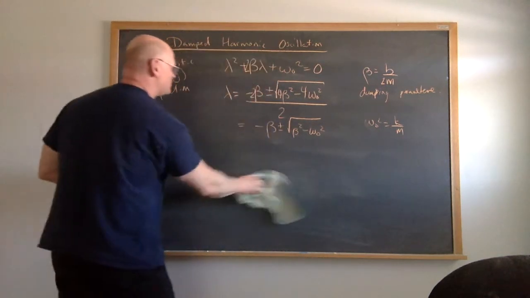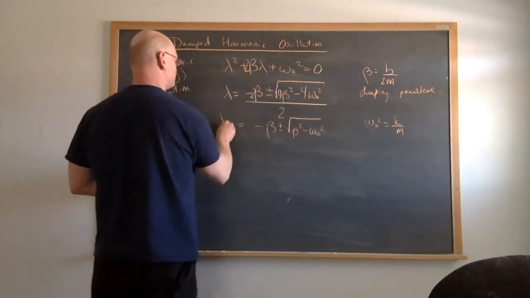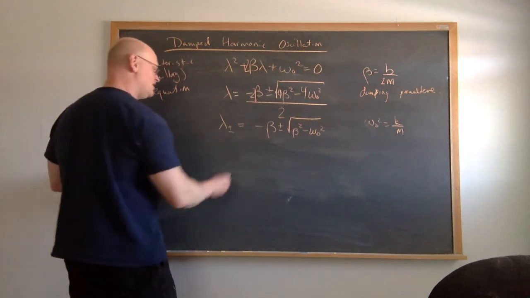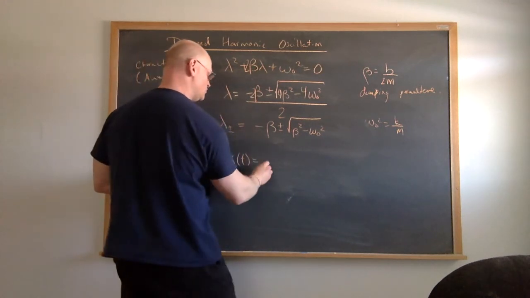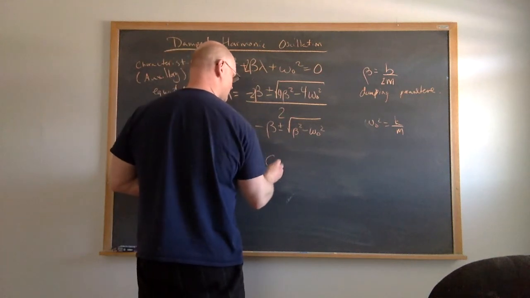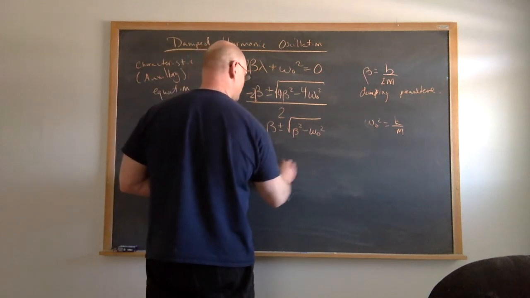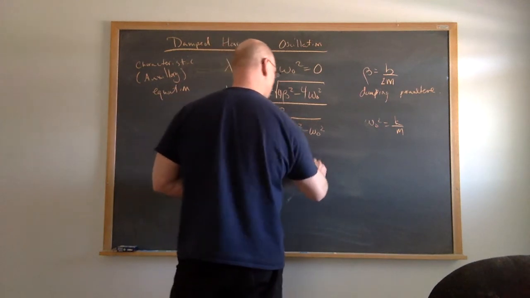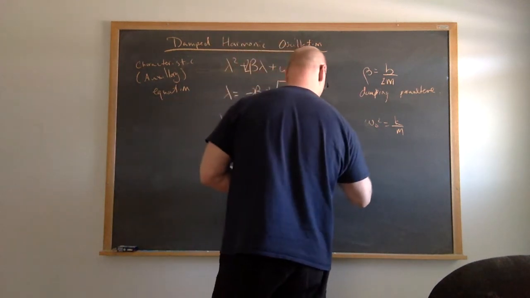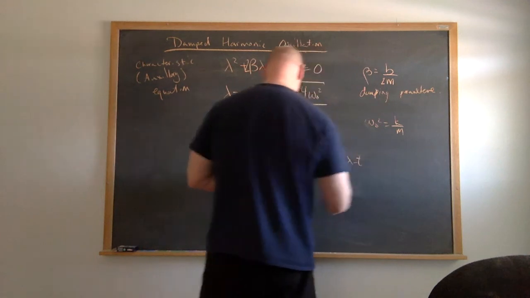So we have lambda plus and lambda minus. Let's write this as lambda plus minus, which means that our general solution x of t is equal to some coefficient c1 times e to the lambda plus times t, plus c2 times e to the lambda minus times t.